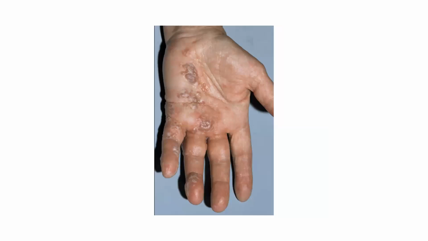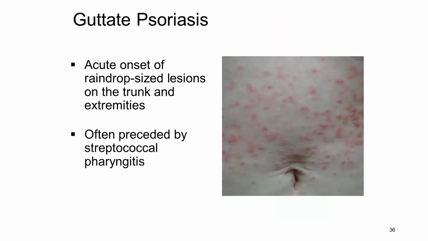Pompholyx: you can see the lesions, the blistering present along with some pus on the palms of this patient. Then psoriasis. Guttate psoriasis: acute onset of raindrop-sized lesions on the trunk and extremities, often preceded by streptococcal pharyngitis, more common in teenagers, completely reversible.